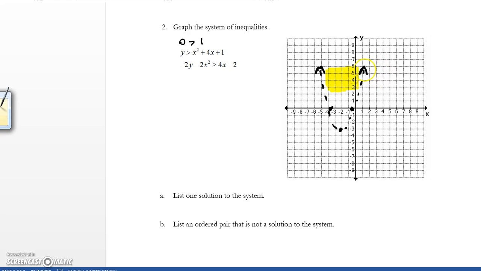Now I'm using a highlighter, and sometimes this highlighter is tough. You are not supposed to shade outside the dashed region or on it, so I'm trying to be careful there. Alright, so that's your solution for the top inequality.